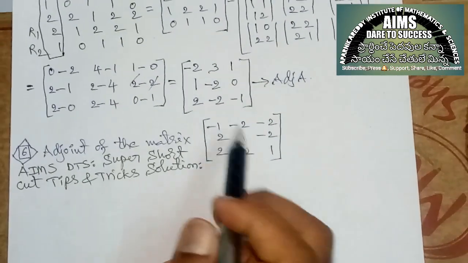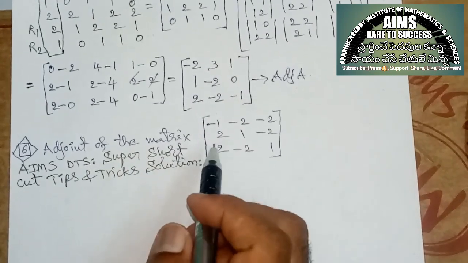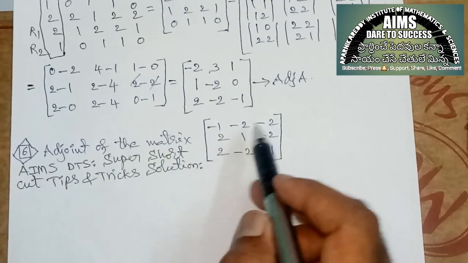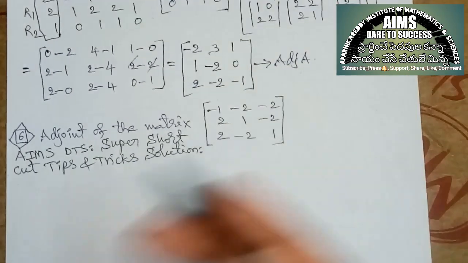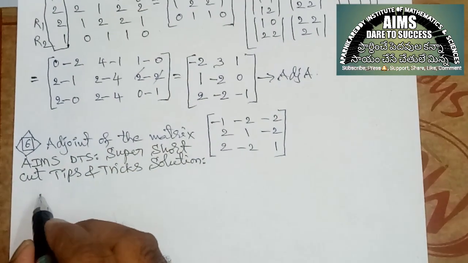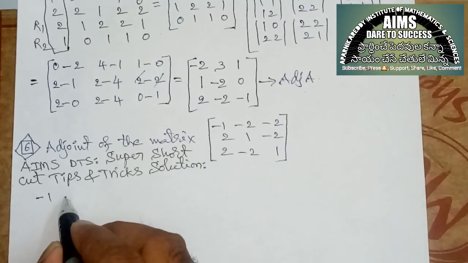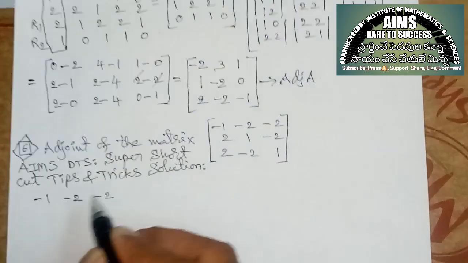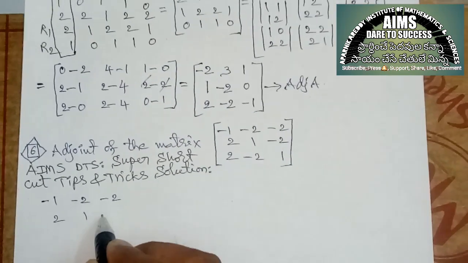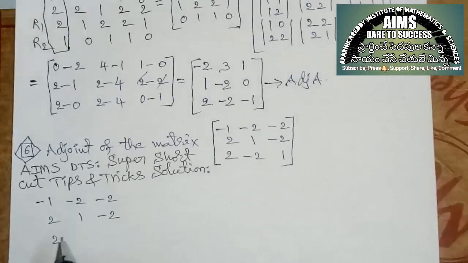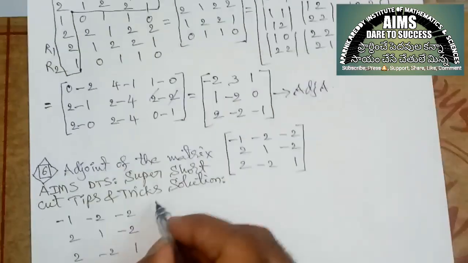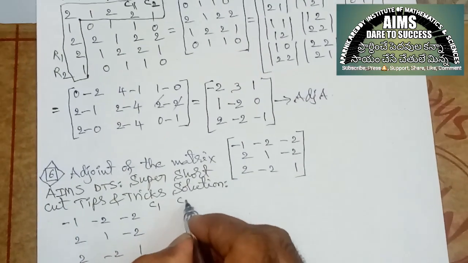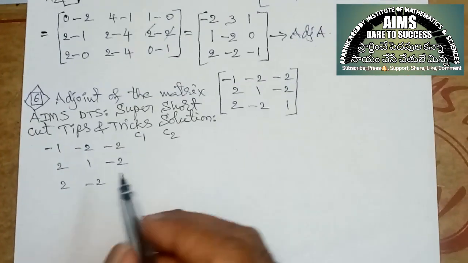My dear friends, one more question related to adjoint of the matrix. The matrix is -1, -2, -2, 2, 1, -2, 2, -2, 1. We are going to do the solution. As it is, you can write the same matrix: -1, -2, -2, 2, 1, -2, 2, -2, 1.